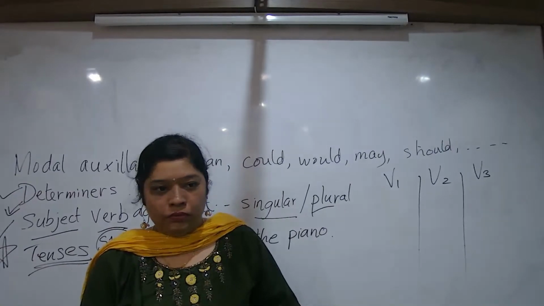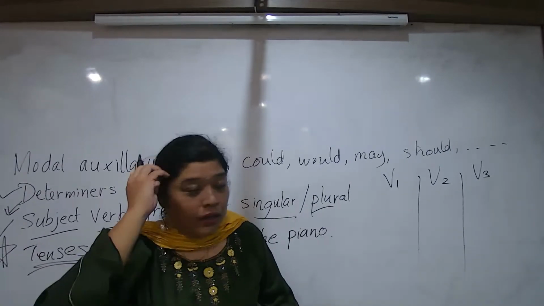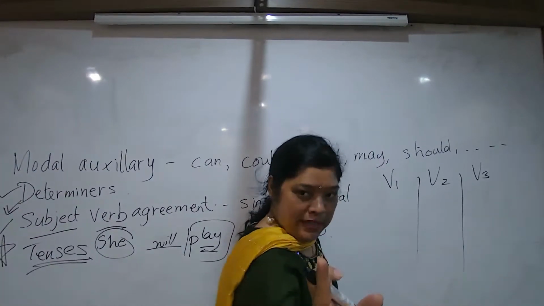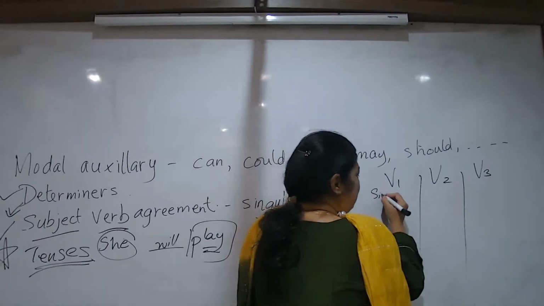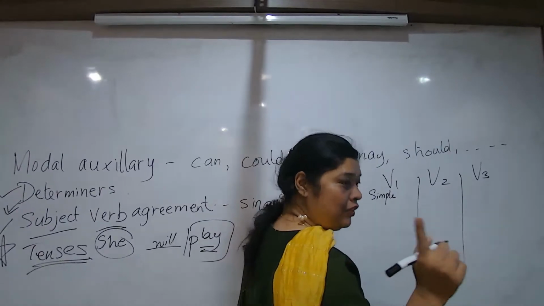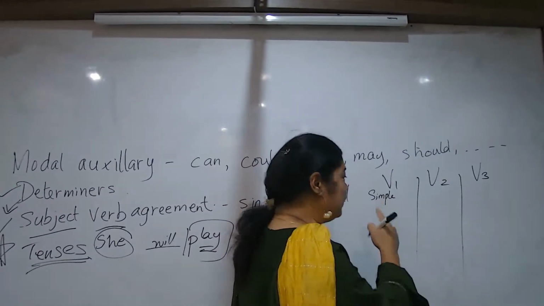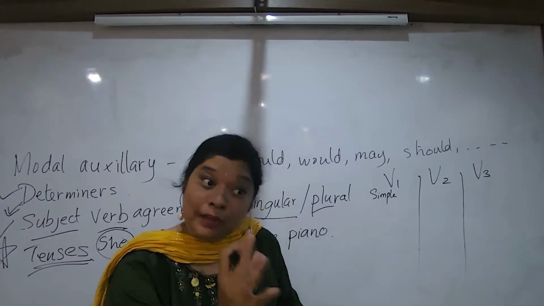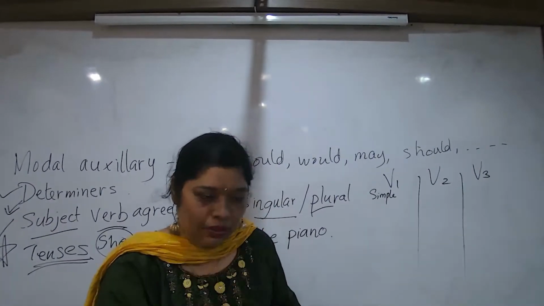Present, past, future, yes. This is when I say verb 1, it is in present, simple present. Understood? Verb 1 is simple present, but without an S. When I say verb 1, verb 2, verb 3, I come without an S. When will the S come? When I do subject verb agreement, I add an S, or I don't add an S.